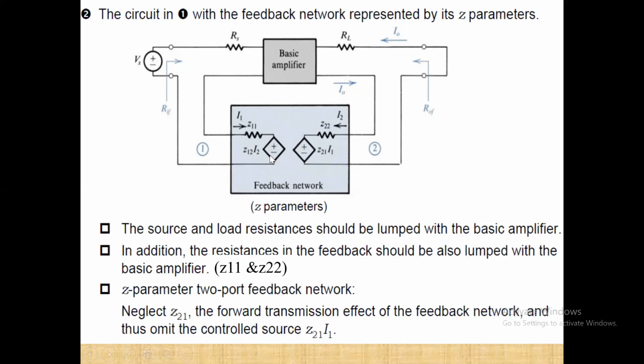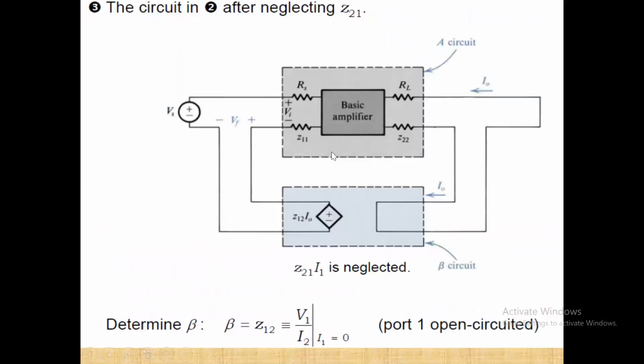Okay. And then what we have here, once this is lumped with this, the value of VF will be equal to Z12 into I2. I2 is nothing but the I0 itself, and this will be Z12 I0 is equal to VF. And that VF will be equal to, naturally, Z12 itself will be equal to the beta. So we can neglect the Z21 and consider the rest of the thing. The effect of the control source Z21 I1 is neglected. So now continuing with that, that means we are lumping with the amplifier itself Z11 and Z22, and we have to consider it as Z12 I0.